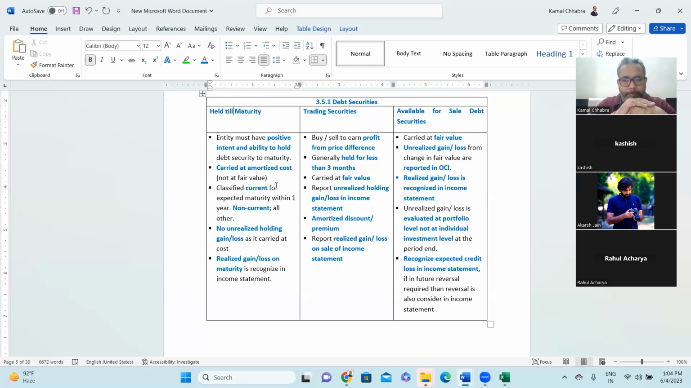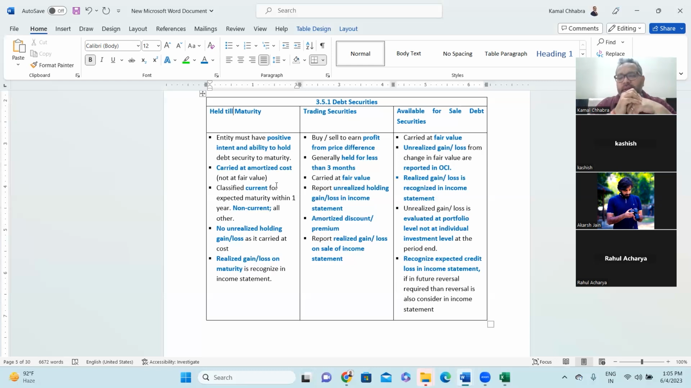Yes, sir. Can we take an example of an FD, that if our FD is held till maturity, then the interest we gain will come into the income statement? You can say annuity. Annuity plan would be a better example for it. Right.